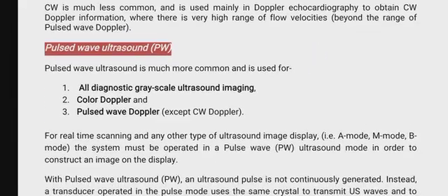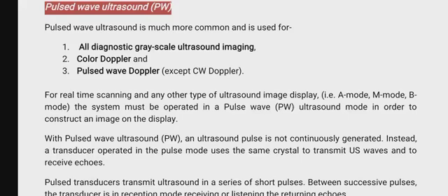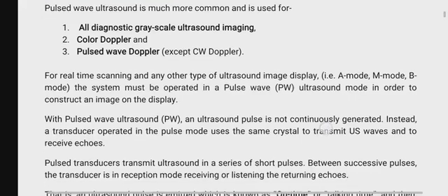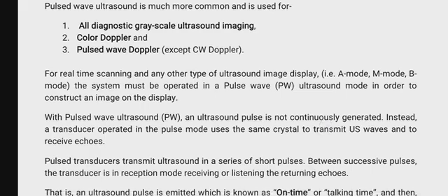So pulse wave ultrasound is common in all diagnostic grayscale ultrasound images, in color Doppler and pulse wave Doppler, except for continuous wave Doppler. For real-time scanning and any other type of ultrasound image display, that is, A mode, M mode, B mode, the system must be operating in pulse wave ultrasound mode in order to construct an image on a display.